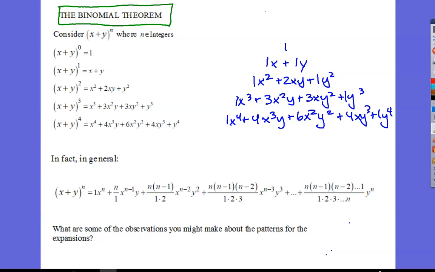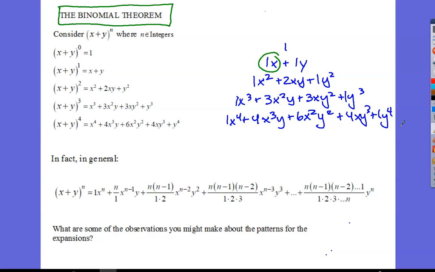Okay, so some of the things that you might have noticed is that you start off with your x term, or whatever your first term is, to that highest power. So like this one is x to the first, this is x squared, x cubed, x to the fourth. And what happens is as you move through your terms in your expansion, your exponent on the x term goes down by 1, right? So you start with x to the fourth, the next term has x to the third, x squared, and so on and so forth.